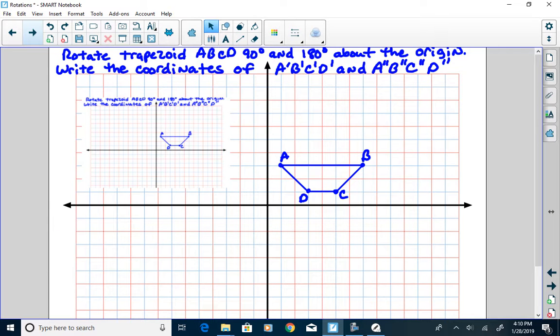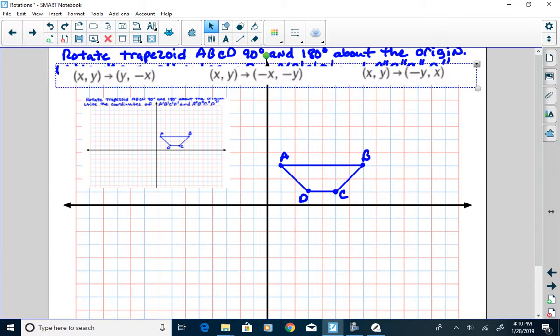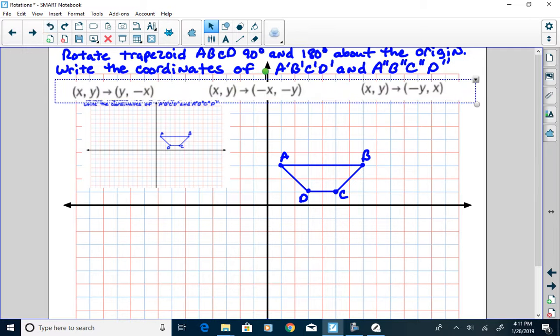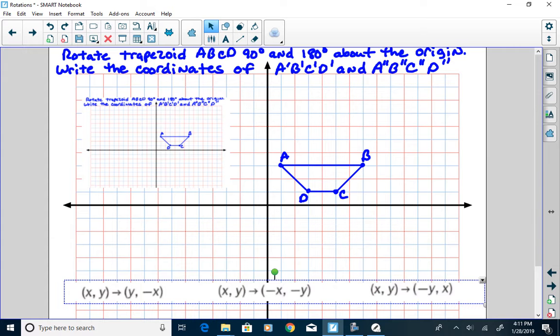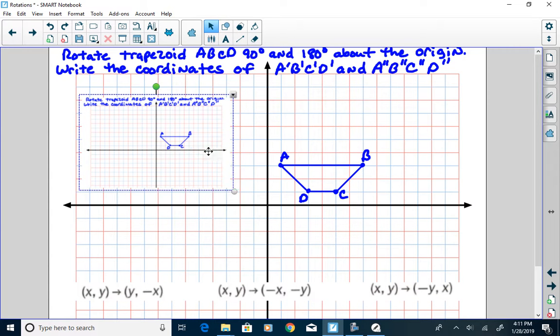We want to rotate the trapezoid ABCD 90 degrees and 180 degrees about the origin. Let's assume it's clockwise rotation. Write the coordinates of A prime, B prime, C prime, D prime, and A double prime, B double prime, C double prime, D double prime. All right, let's go ahead and look at those rules. So I'm going to paste these here, because those rules would be useful.